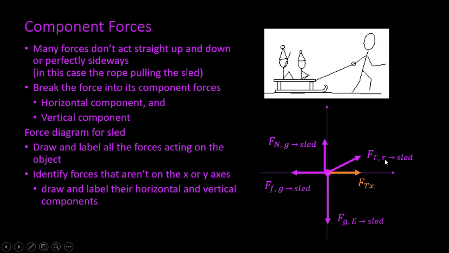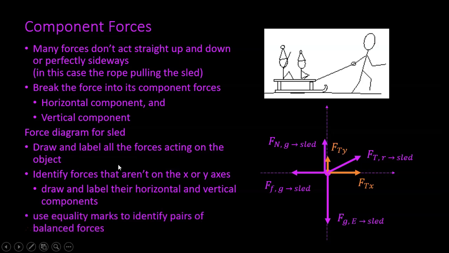I don't have to put the rope and the sled in anymore because I know that this is the x component of this tension force, and it involves the same two objects, the rope and the sled. Next, I have to draw the vertical component, and I'm going to draw the arrow up on the y-axis, as far up as the tension force goes. So the tension force goes this far up on the y-axis, so that's how far I'm going to draw this vertical component, and I'm going to label it F sub Ty.